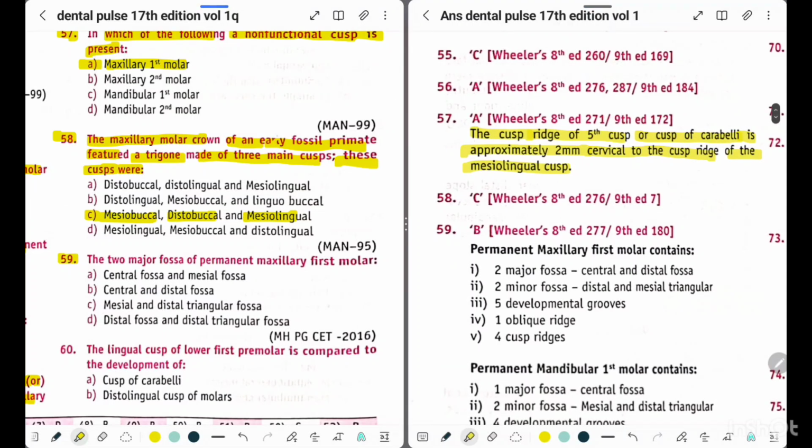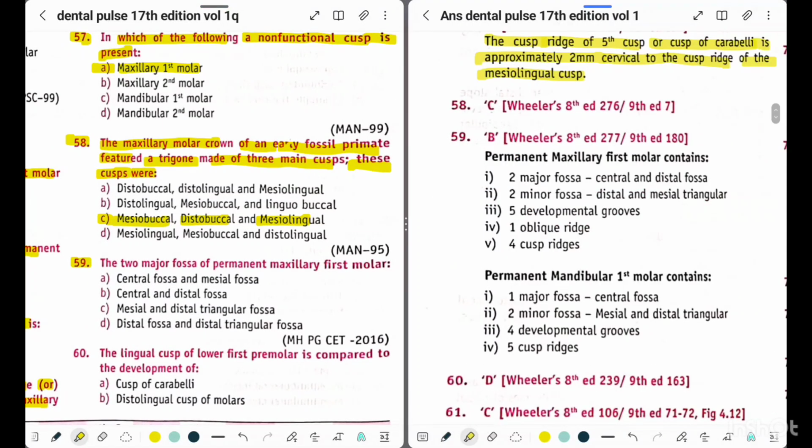Question 59. The two major fossae of permanent maxillary first molar. A, central fossa and mesial fossa. Option B, central and distal fossa. Option C, mesial and distal triangular fossa. Or option D, distal fossa and distal triangular fossa. So its answer is central and distal fossa, option B.